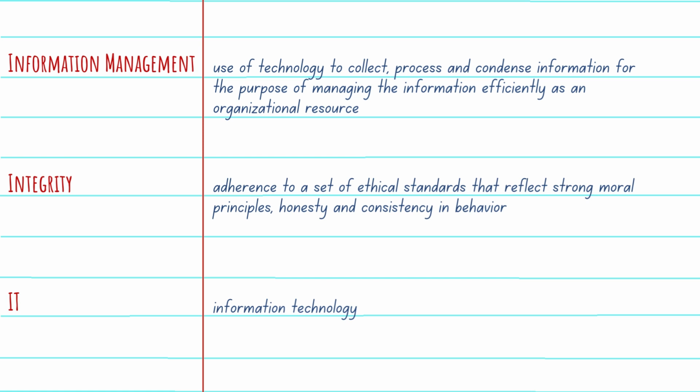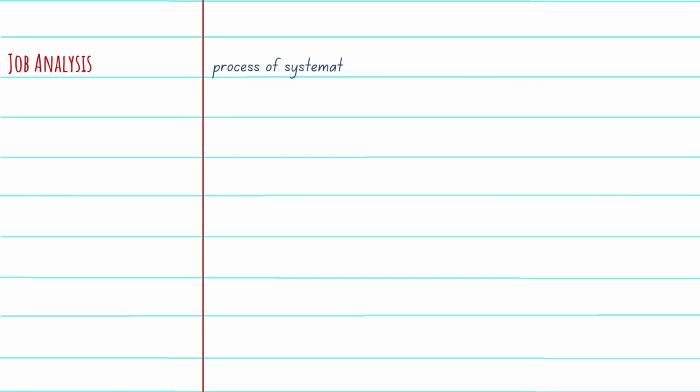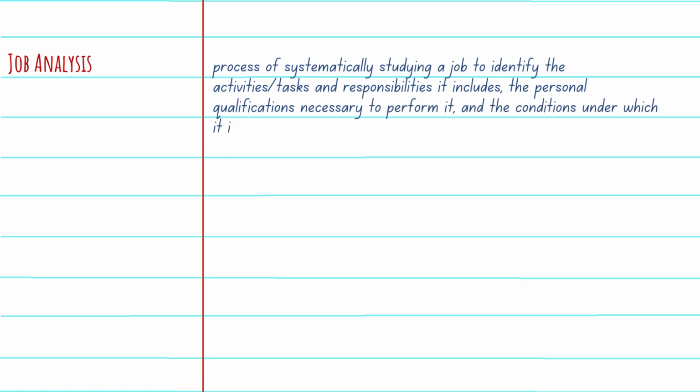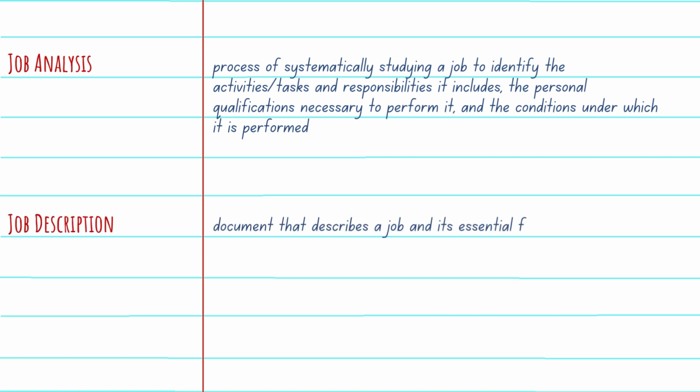Job analysis is the process of systematically studying a job to identify the activities, tasks, and responsibilities it includes, the personal qualifications necessary to perform it, and the conditions under which it is performed. A job description is a document that describes a job and its essential functions and requirements, such as knowledge, skills, abilities, tasks, reporting structure, and responsibilities.